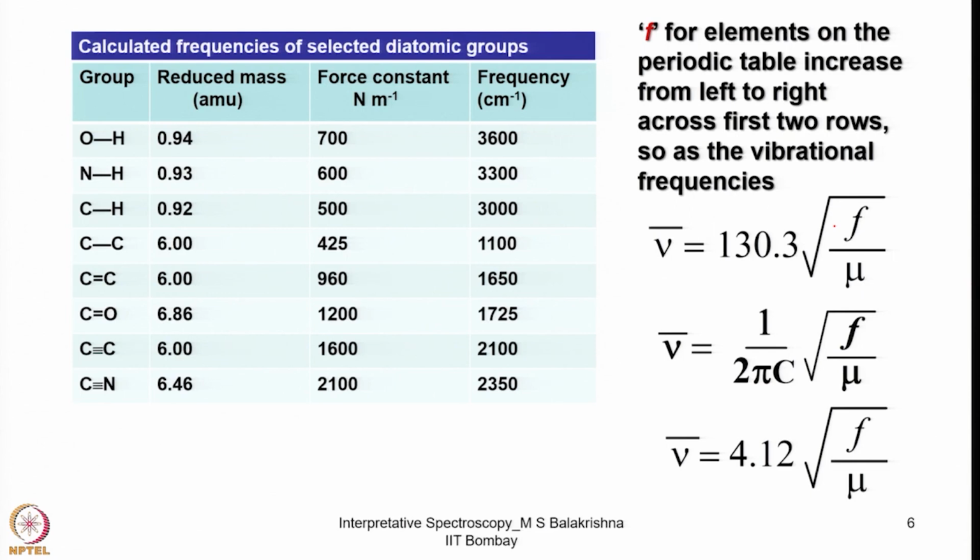Apart from this simpler equation, nu bar equals 130.3 into square root of F over mu, we have a couple of more equations. One I have shown here. Both the equations are derived here. Nu bar equals 1 over 2 pi c into square root of F by mu. And if you simplify this one, it leads to nu bar equals 4.12 into square root of F over mu. And only thing is, little bit variation will be there as far as the units of force constant are concerned. Let me tell you how this is derived, and that is simplified into this equation here.